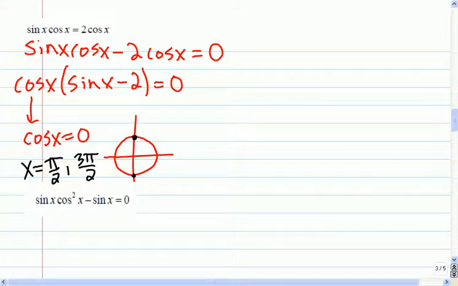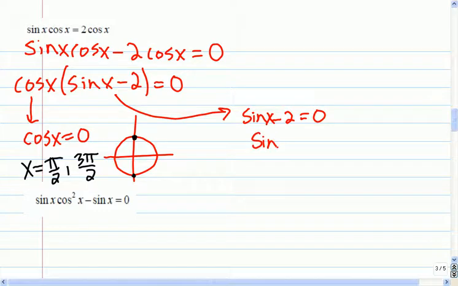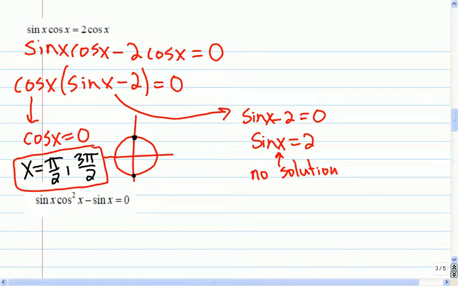Then the second equation that's up here says sine x minus 2 must be equal to 0. In order to do that, sine x has to be equal to 2. And this is impossible. There is no angle that will give me a sine equal to 2. So this is no solution. We can just ignore it at this point. There are only two answers that work in the equation, and they come from the first part: pi over 2 and 3 pi over 2.